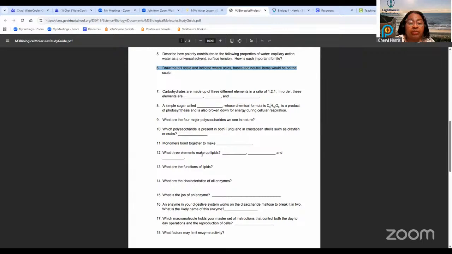What 3 elements make up lipids? Carbon, hydrogen, and oxygen. They are long chains of carbon, hydrogen, and oxygen. The function of lipids, we didn't talk about that much, is insulation. They provide energy, they provide storage for energy, and insulation. The fat keeps you warm.